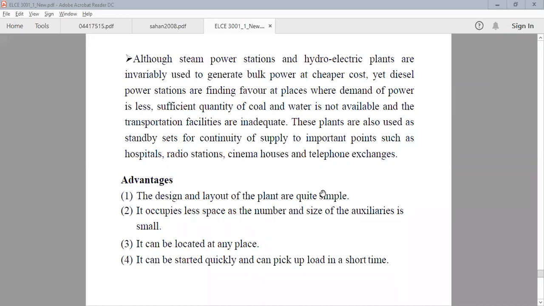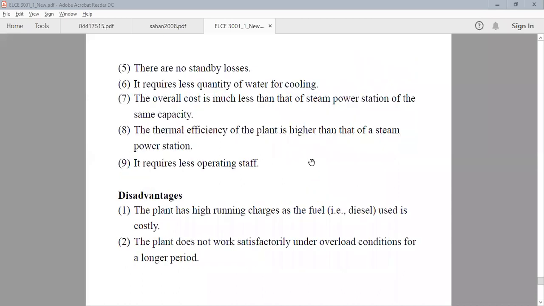It can be started quickly, unlike coal. You just run it and then it will produce electrical energy in a very short time. No standby losses. Yeah, what do we mean by standby losses?